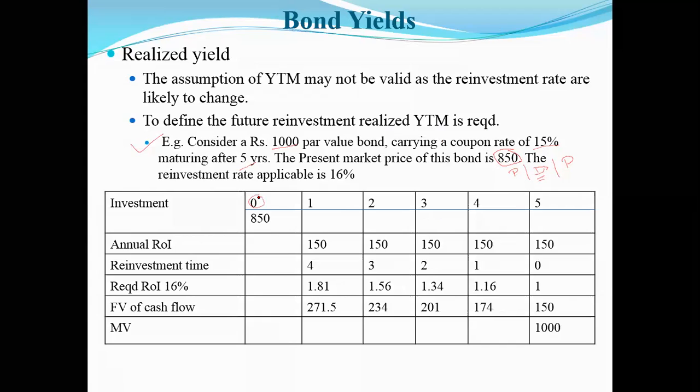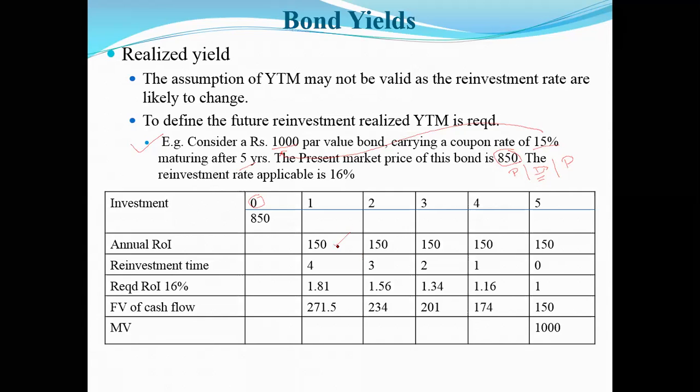This is my investment. I have purchased one bond for 850 rupees. And this particular bond is going to give me a rate of interest of 15%. 15% on what? 15% on par value always. Not on 850, but 15% I'm going to get on par value. So in the first year, I will get 150 rupees.